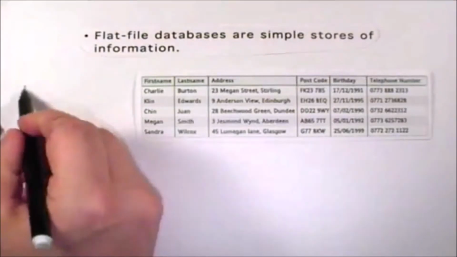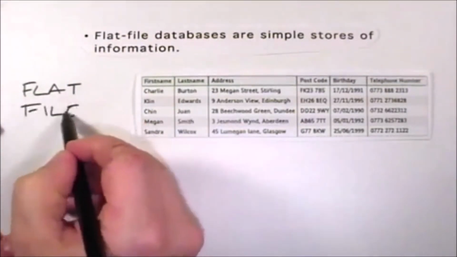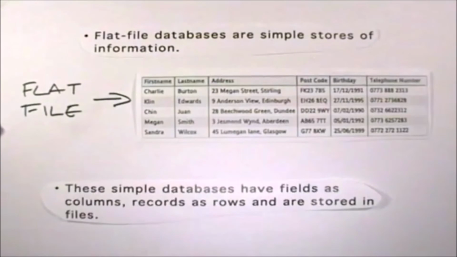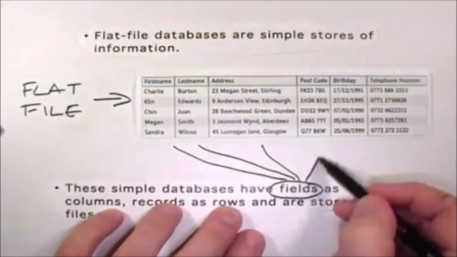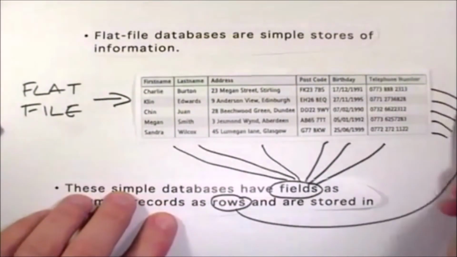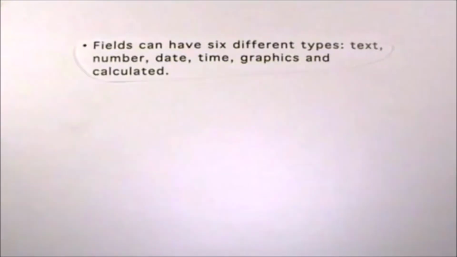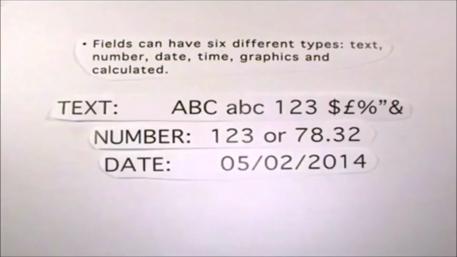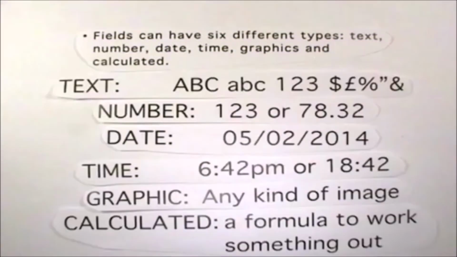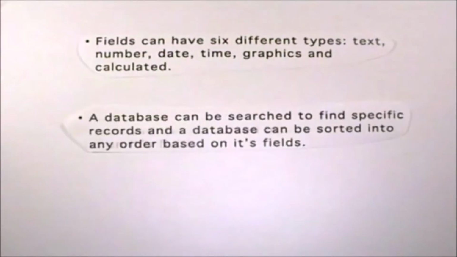Flat file databases are simple stores of information. These simple databases have fields as columns, records as rows, and are stored in files. Fields can have 6 different types: text, number, date, time, graphics, and calculated. A database can be searched to find specific records, and a database can be sorted into any order based on its fields.